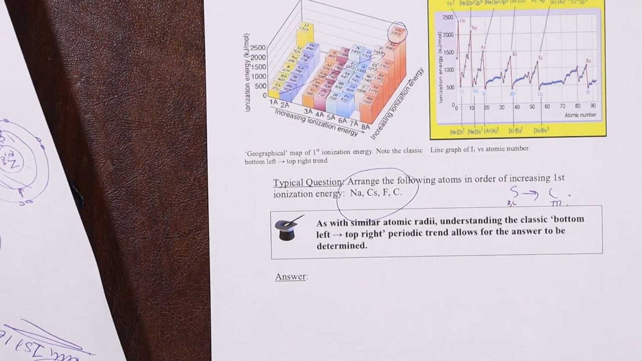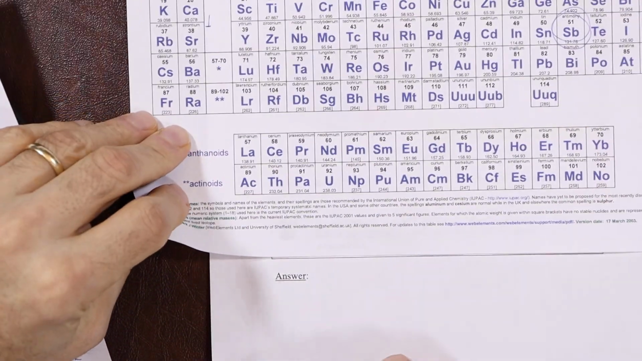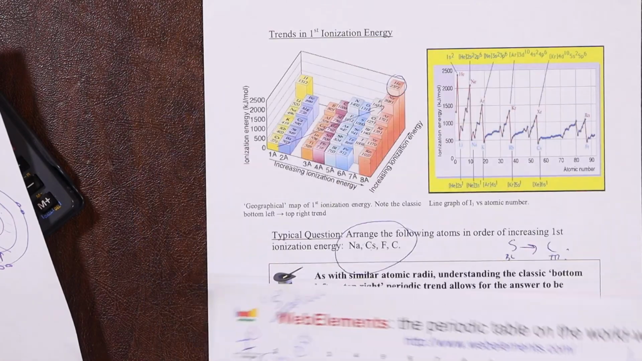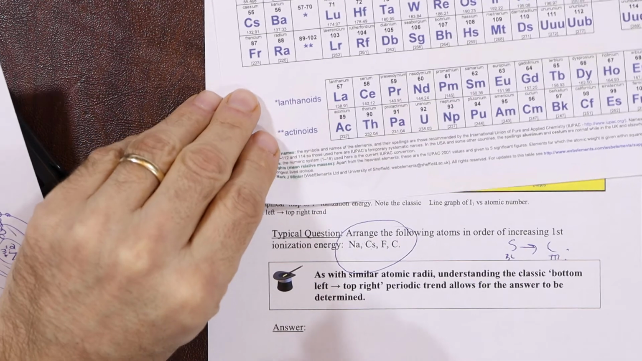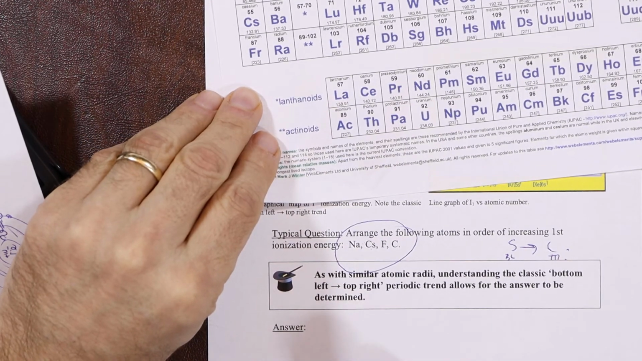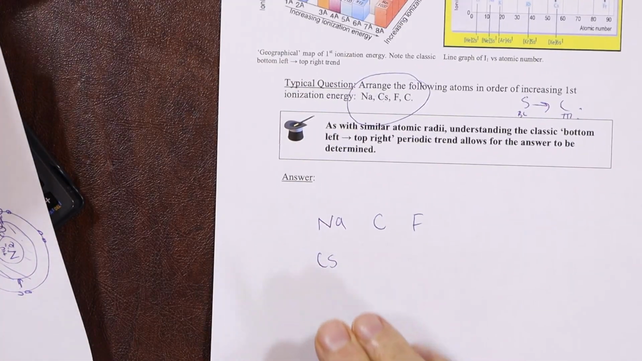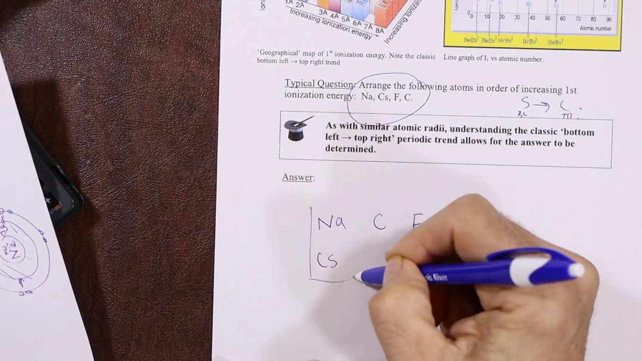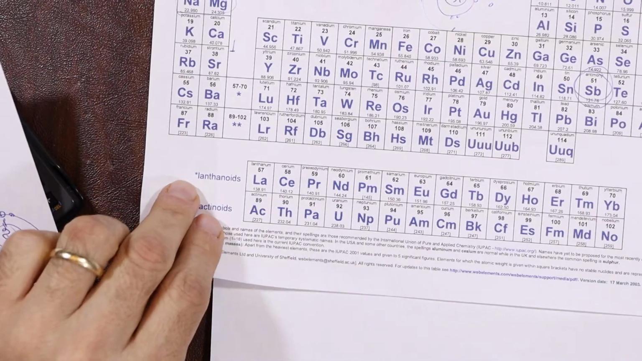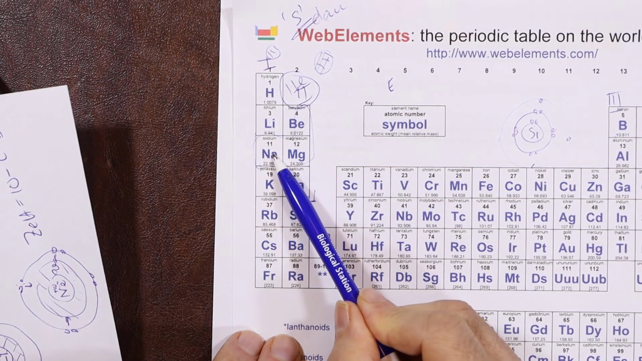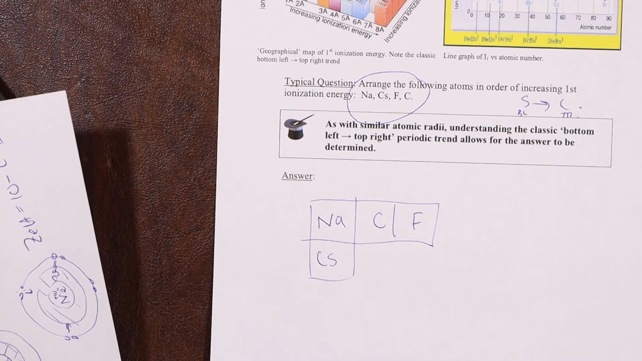All right. So this is the one you'd have on a test. If I look at those atoms, I've got sodium, cesium, fluorine, carbon. So sodium, cesium, carbon, fluorine. There's my relative arrangement. That's not how the spacing is in the periodic table, but I'm not worried about the actual spacing. All I need to know is who's up, who's down, who's top, who's bottom, who's left, who's right.